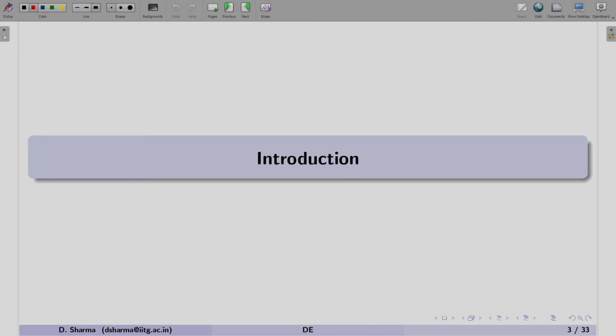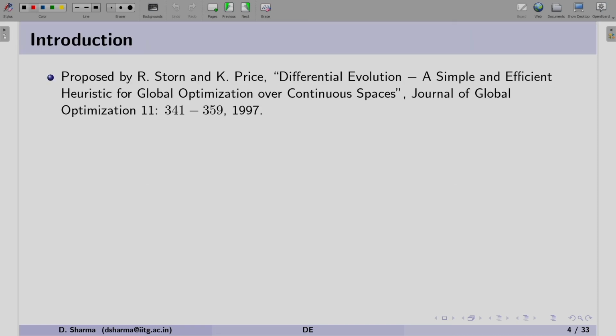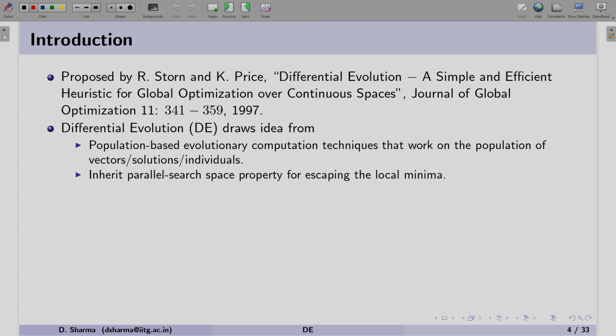In this introduction, as we can see here, differential evolution was proposed by Storn and Price. In this particular paper, they mainly targeted developing differential evolution for continuous spaces. DE draws ideas, first of all, from the evolutionary computation technique, because it has a population of vectors.